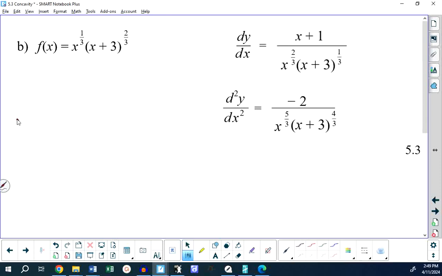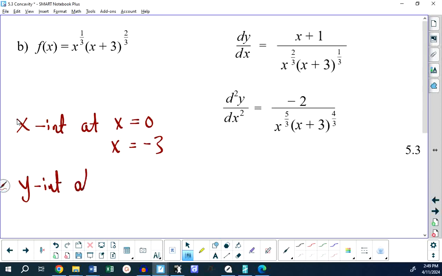Intercepts. Well, there will be an x-intercept at x equals 0 and at x equals -3. Just looking at the factors, we can see those two factors become 0 at 0 and -3. And the y-intercept is found by putting 0 into the function for x. Or in this particular case, just saying, well, if it goes through x equals 0, it goes through the origin.